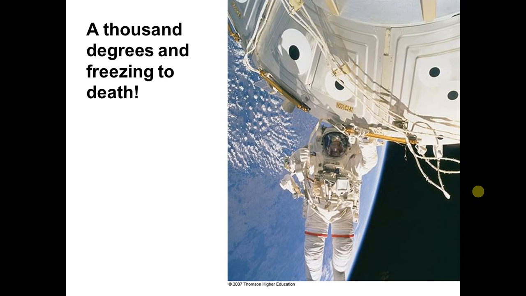Here is a figure showing an astronaut in space. You can see some clouds and blue sky below him. Right, he's above the Earth. And there's a caption here, 1,000 degrees and freezing to death. What does this mean? Well, in the middle and upper thermosphere, near the edges of the atmosphere and near the lower boundary of space, air temperatures can exceed 1,000 degrees Celsius, 1,800 degrees Fahrenheit.